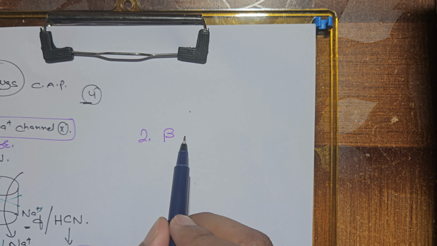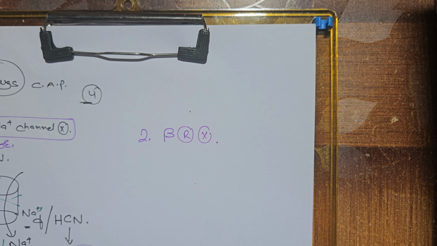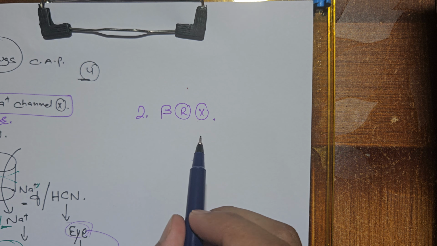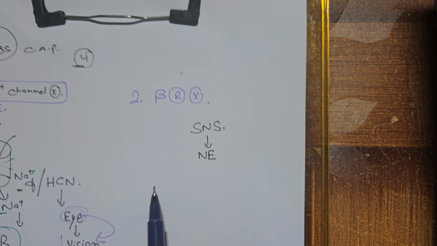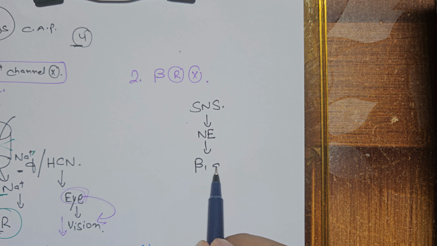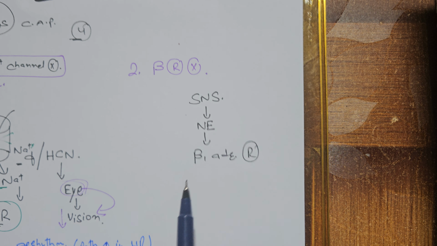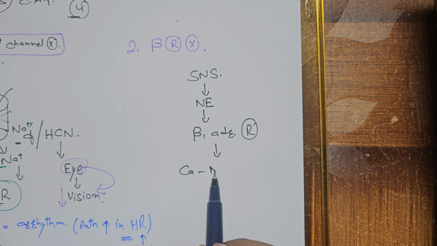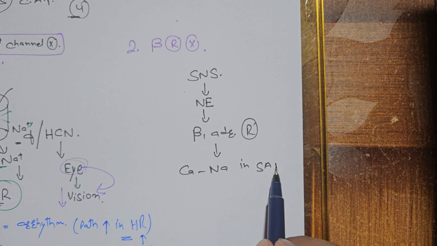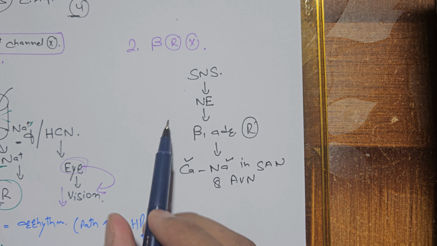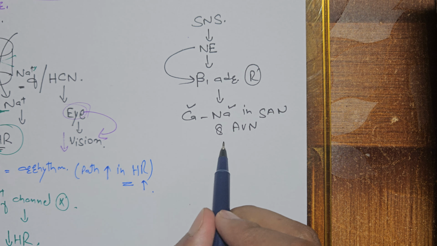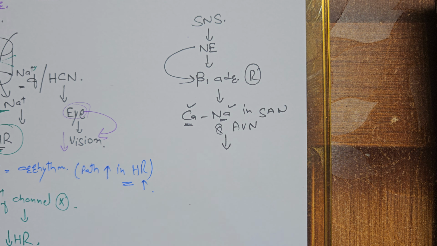Now we move on to the drug number second. Those are called beta receptor blockers. In the previous video, we studied about the sympathetic nervous system. When we stimulate the sympathetic nervous system, it releases a hormone called norepinephrine. This norepinephrine acts on beta-1 adrenergic receptors. When this hormone acts on these receptors, it causes the entry of calcium and the entry of sodium in the SA node and AV node. So there is more entry of calcium and more entry of sodium, and because of this, heart rate increases in the SA node.